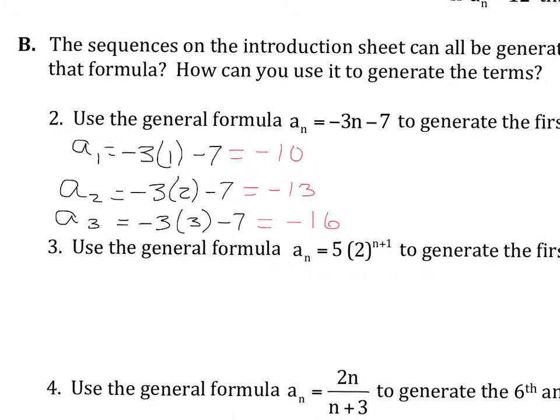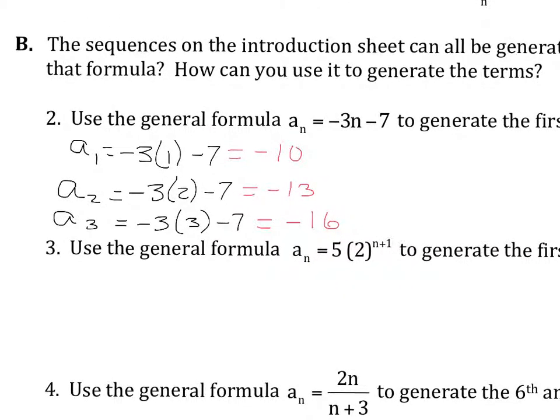Now what are those going down by every time? You're right, they're going down by 3. So if you look at your A sub n formula, negative 3 looks like the slope of a line if it was y equals mx plus b. That's exactly what this is. If this is an arithmetic sequence, the number in front of n is going to represent the slope, which is going to give us that common difference we're looking for.